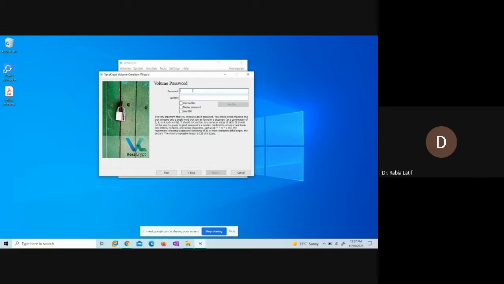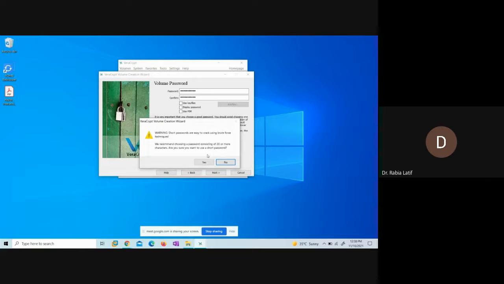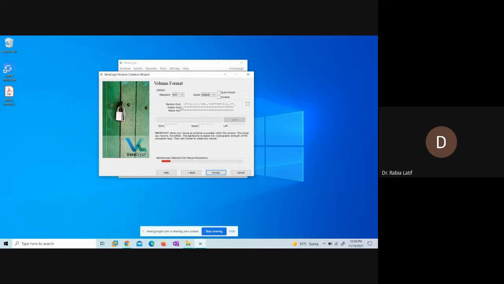Now this is the security. You have to choose a very, very complex password for it. Let me retype the password. Now click next. It's suggesting that I choose a password of more than 20 characters. Now you have to move your cursor. This is basically our key generator. That's why I told you all the security lies within the key. I'm moving my cursor to generate this random key. Now my random key is generated and secure. Now I will click format.